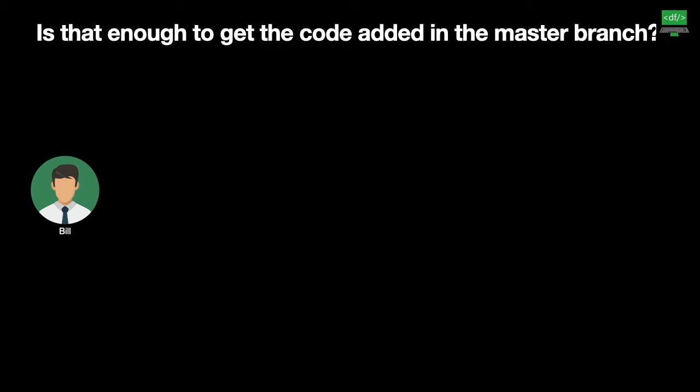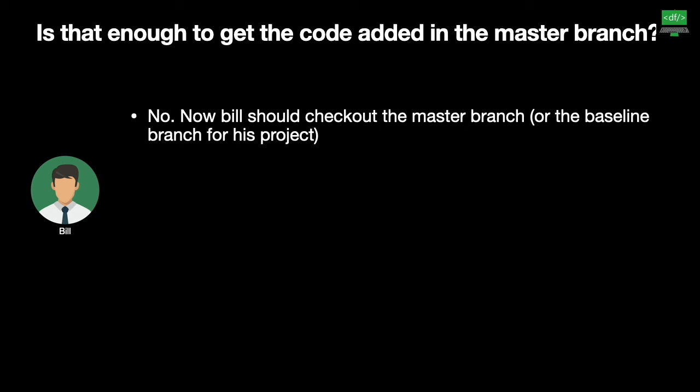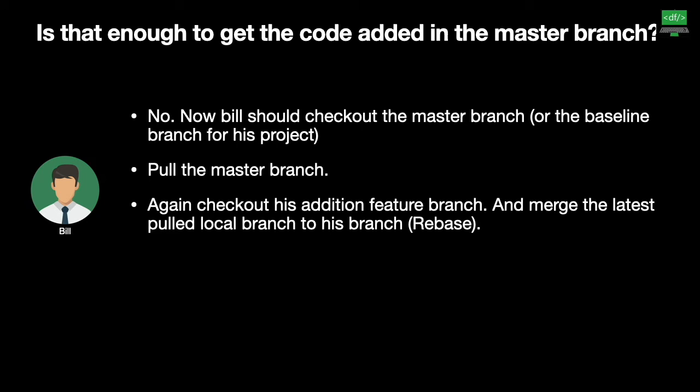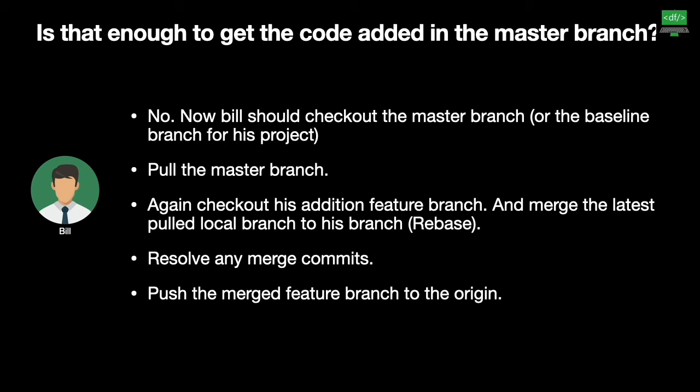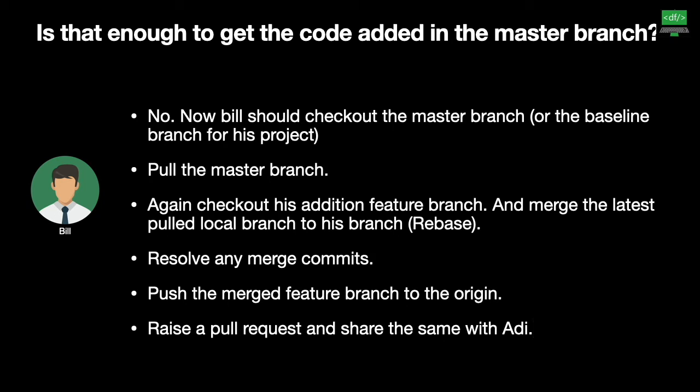But how will this feature get added to the baseline? For that, Bill should rebase his branch with the current master branch, resolve any merge commits, push the merged feature branch, and raise a pull request.